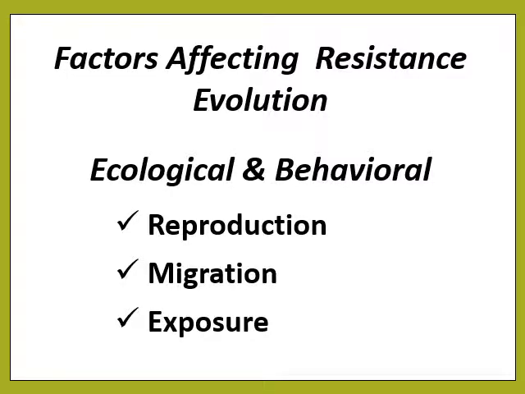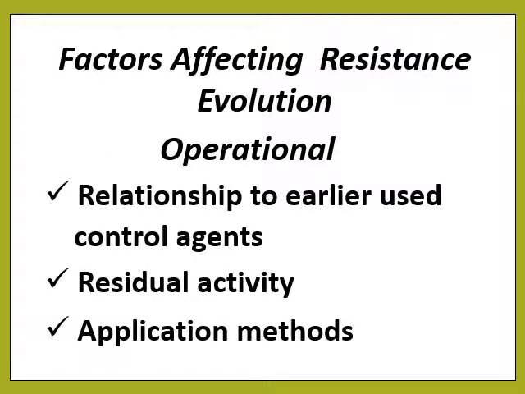A single gene trait will increase more quickly than a multi-gene trait. For the species itself, you have ecological and behavioral factors such as reproduction rate, migration, how much gene flow is happening. Do individuals move between sites each year and between generations or not? Are they sessile? And how are they actually exposed? Do they have to feed on the pesticide? Is it something that the spore needs to land on the leaf and get exposed to it, or is it systemic in a plant? These are all important factors.